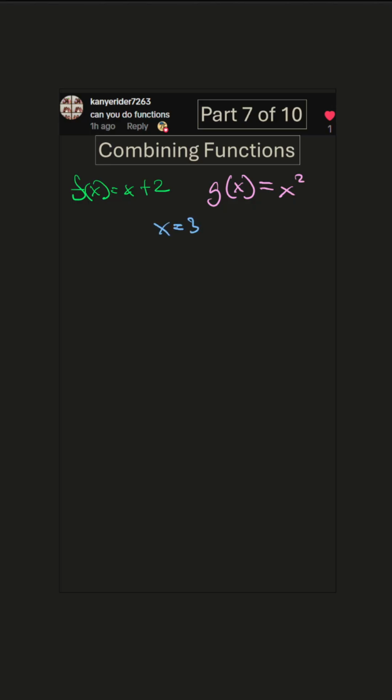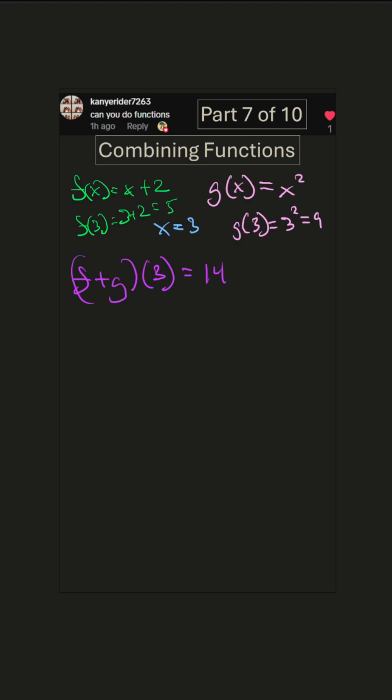Okay, so then what is f plus g of 3? Well, first let's take f of 3, then we'll take g of 3. So f of 3 equals 3 plus 2, which equals 5. And g of 3 equals 3 squared, which equals 9. So f plus g of 3, we just add them together. 5 plus 9 is 14.